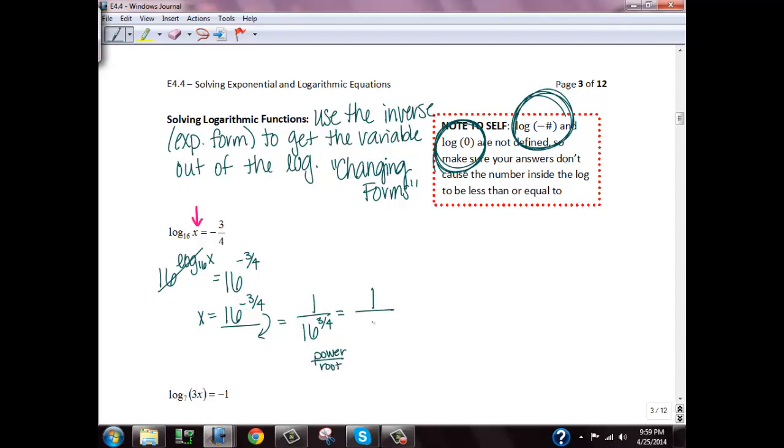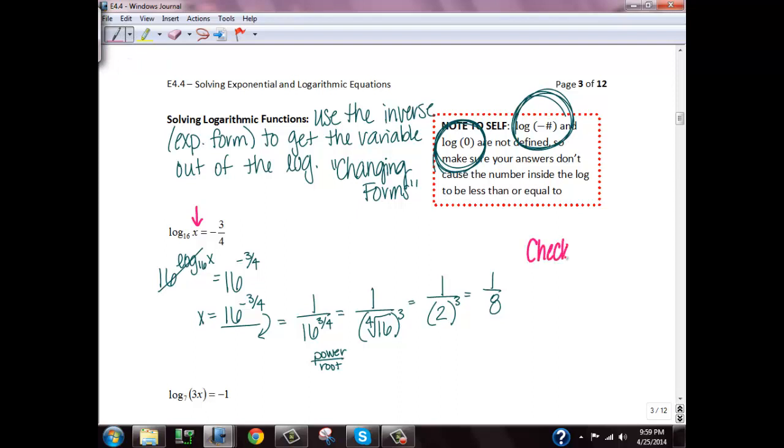So I have 1 over, I'm taking the 4th root of 16, and whatever that equals, I'm cubing it. The 4th root of 16 is 2, and when I cube 2, I get 1/8. So that's my solution. Now remember, I use this pink arrow to remind me to check.